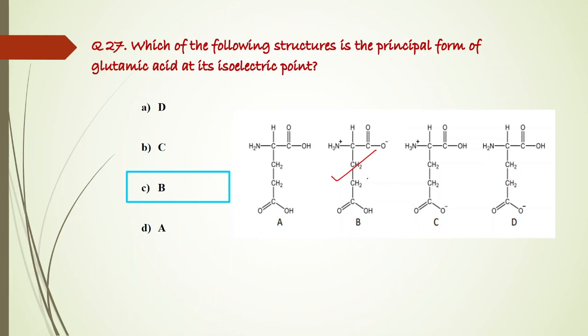And if you look at the different pK values of these three groups and the pI value of glutamic acid, you will understand that at that particular pH, which is the pI, the NH2 group remains as NH3 plus, this one remains as minus, and the side group remains as COOH. So this is the structure for glutamic acid at its pI. So this was a basic or easy one, so I will be skipping this one.